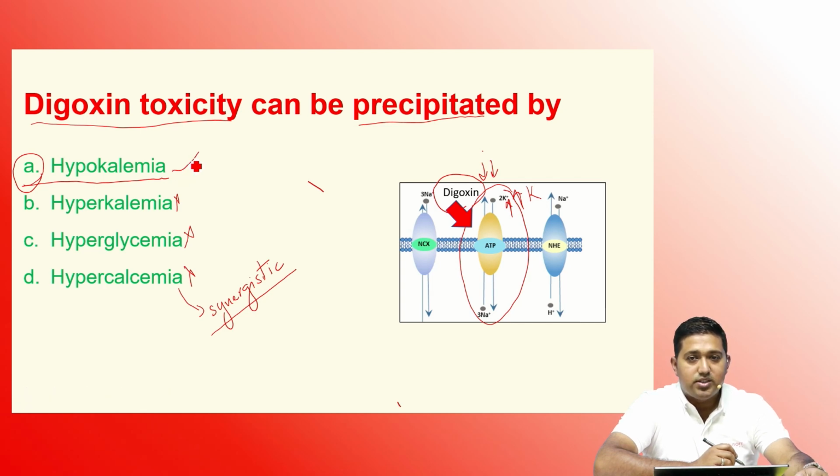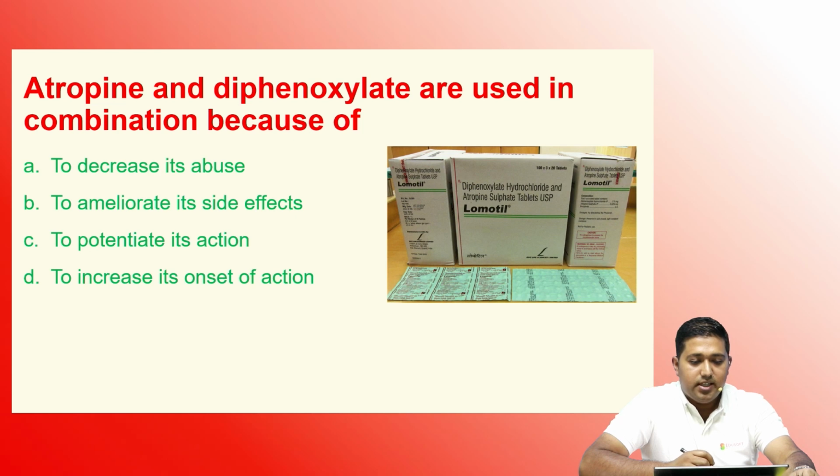So now let's go towards our next question. Atropine and diphenoxylate are used in combination because, and the options are: to decrease its abuse, to ameliorate its side effect, to potentiate its action, to increase its onset of action.